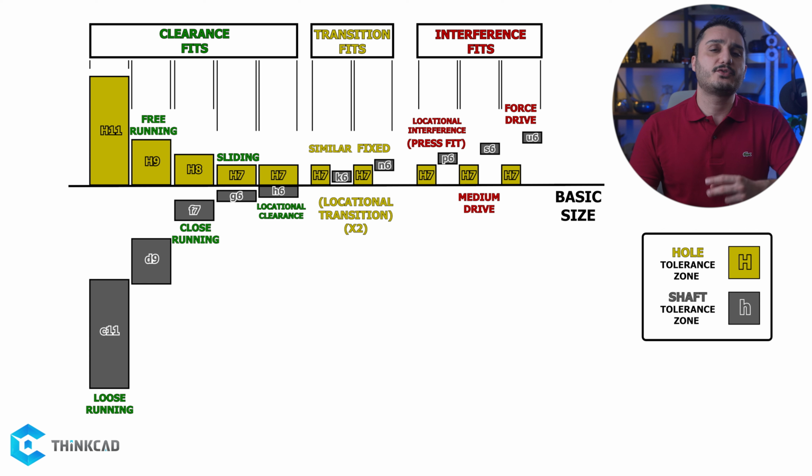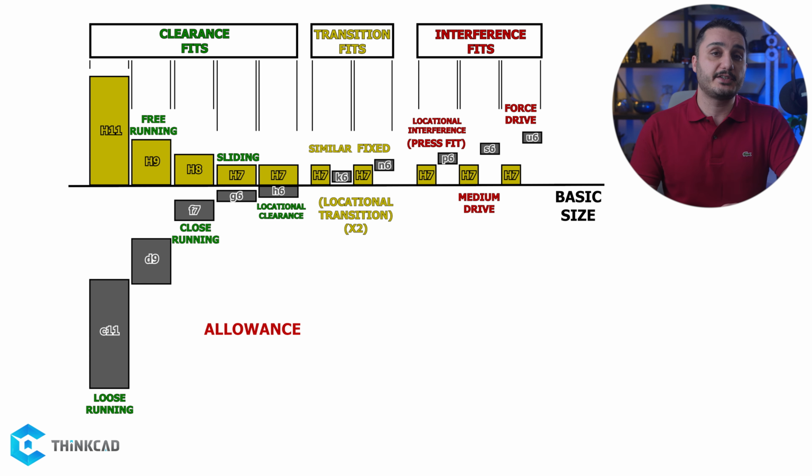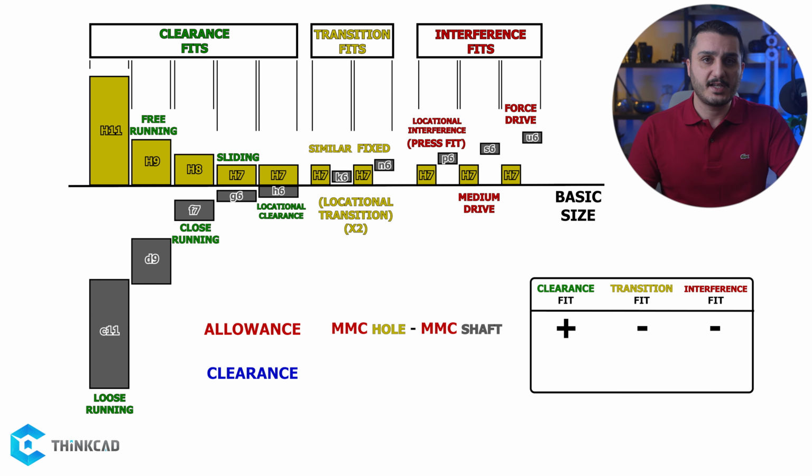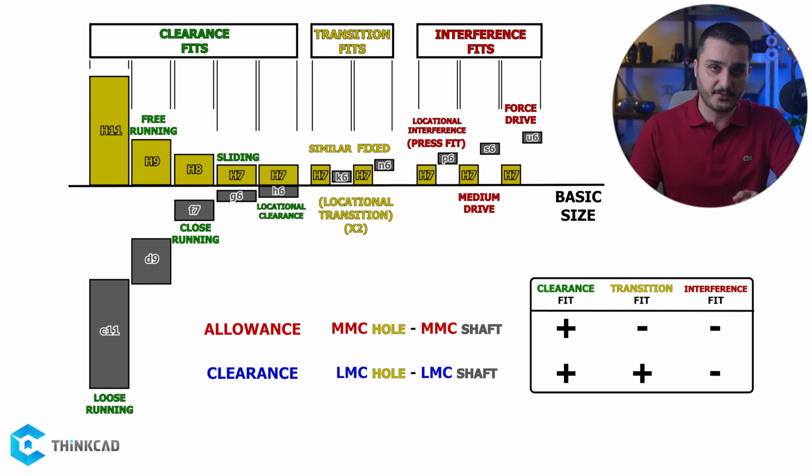Also remember, we have 2 concepts of allowance and clearance when dealing with fits. Allowance is the delta of the hole's MMC size from the shaft's MMC size, which is positive for clearance fits and becomes negative for the other 2 types. Clearance is the delta of the hole's LMC size from the shaft's LMC size, which is positive for clearance and transition fits and negative for interference fits.